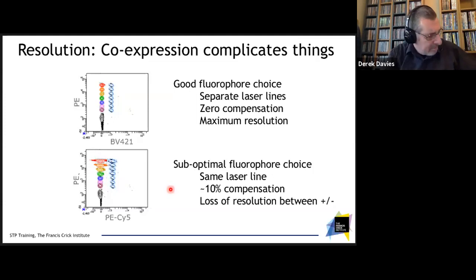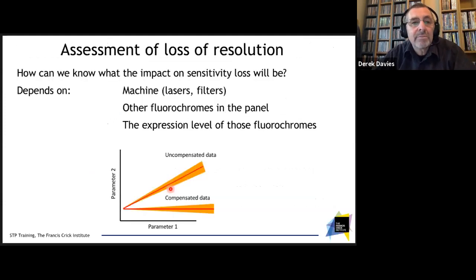So this is going to become important in any multicolor experiment, but I want to be able to get a number for that, don't I? I want to get some metric. I want to assess how much resolution I could potentially lose with a combination of fluorochromes.